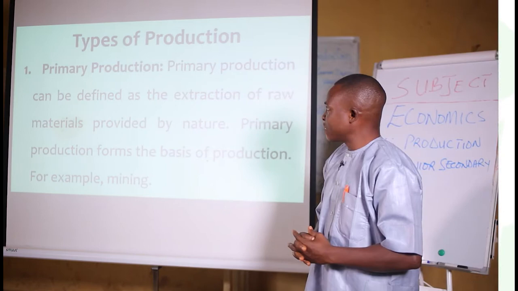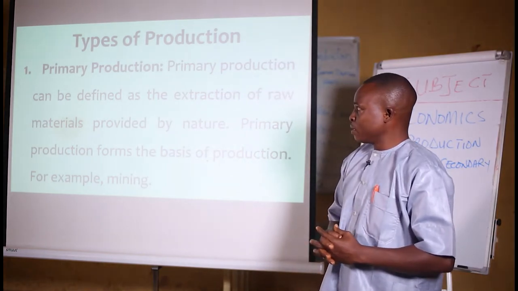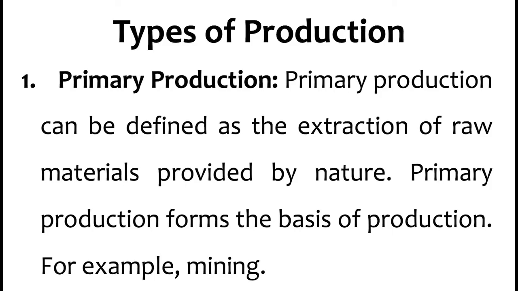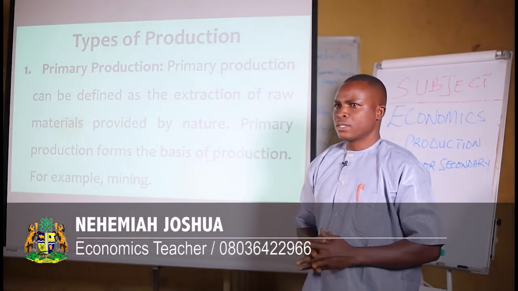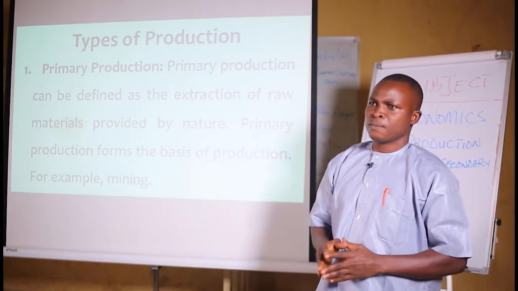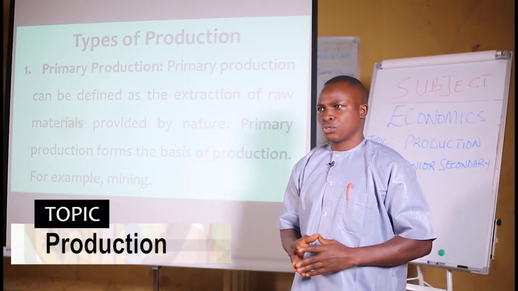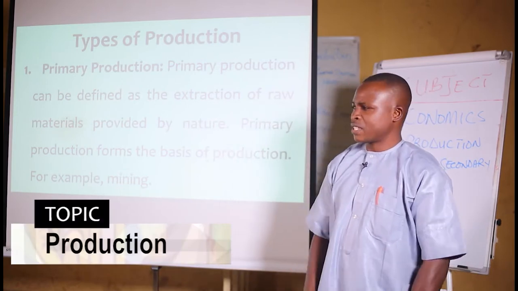Now, we have types of production. The types of production are classified into three. The first one, we have the primary production, the secondary production, and the tertiary production. Let's discuss them one after the other.